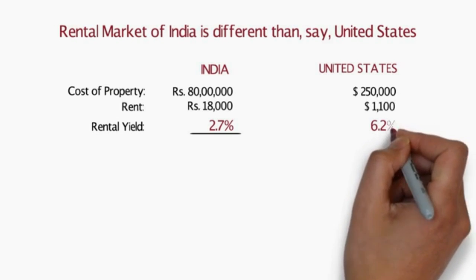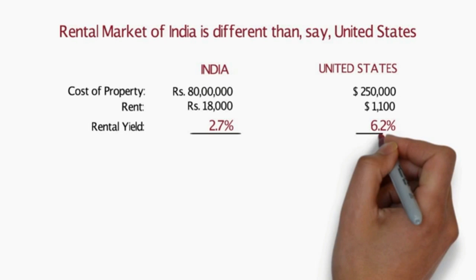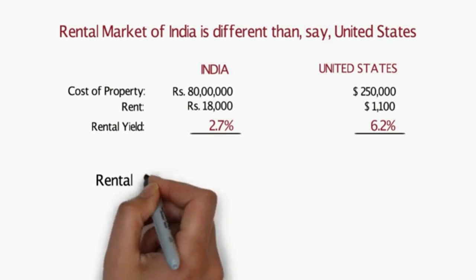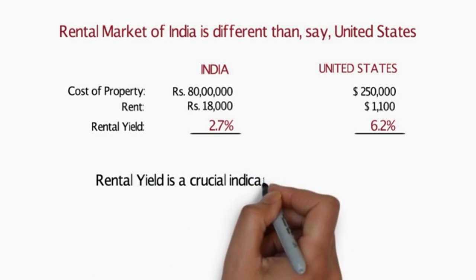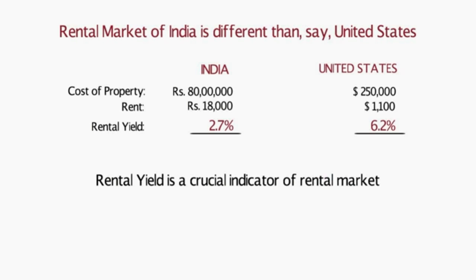So what do we have here? We have on one hand a rental yield in India, in the city of Noida, hovering around 2.7%, while in the United States the rental yield is around 6.2%. It is not a small difference. We are talking about a good 3.5 to 4% difference here. Now, why is this rental yield so crucial to our discussion? Let's find out.